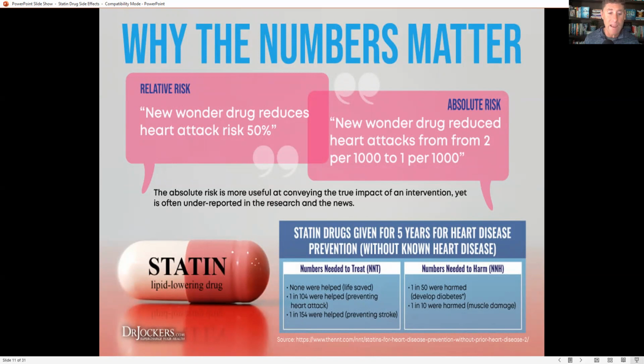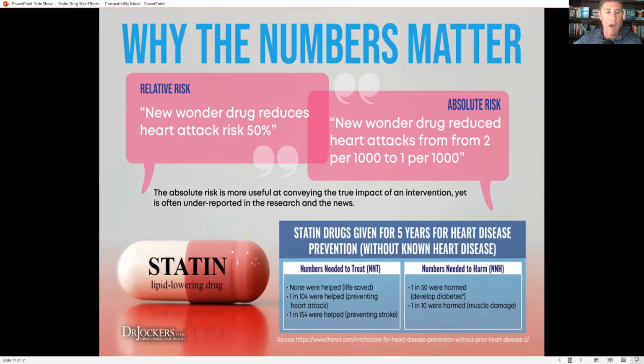Now, that may sound great, but once you dig deeper into the research, it may not be as impressive. You see, there's a difference between relative and absolute risk, and this is so important to understand. Let's say drug A can reduce your risk of developing heart disease by 0.5%, for example. That's your absolute risk. On the other hand, drug B can decrease your risk by bringing it down from 0.5% to 0.25%.